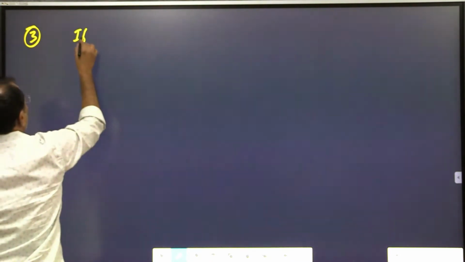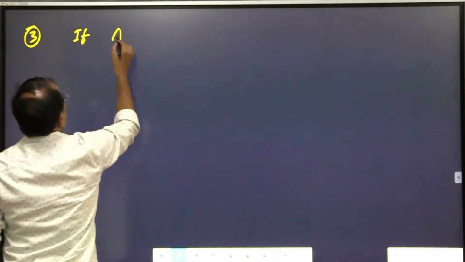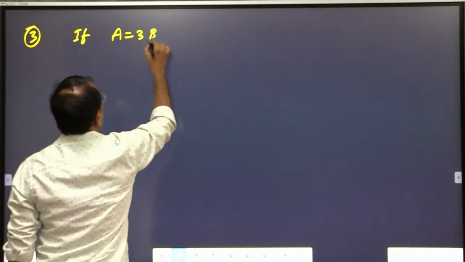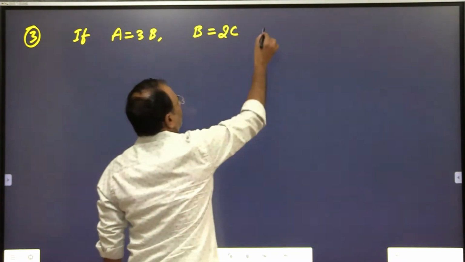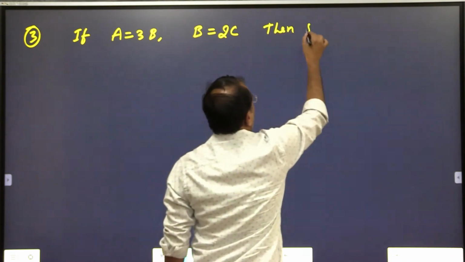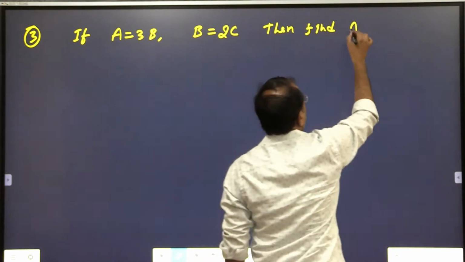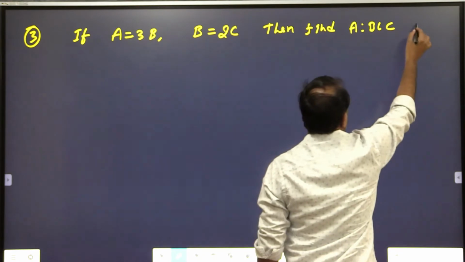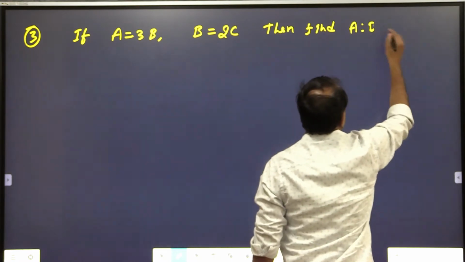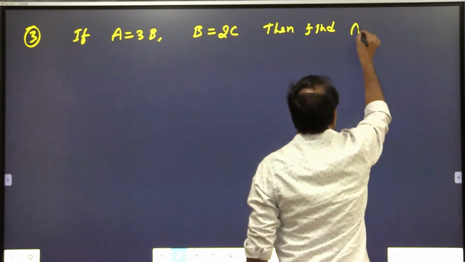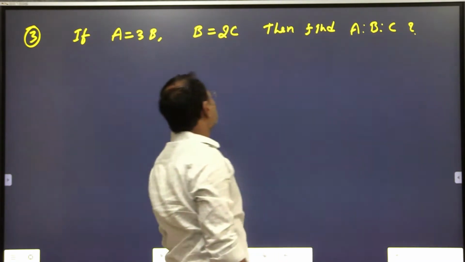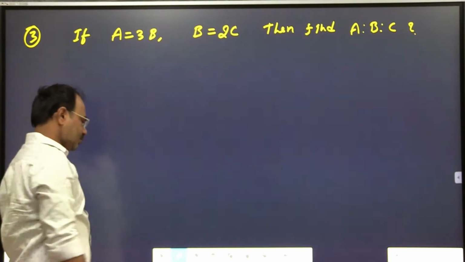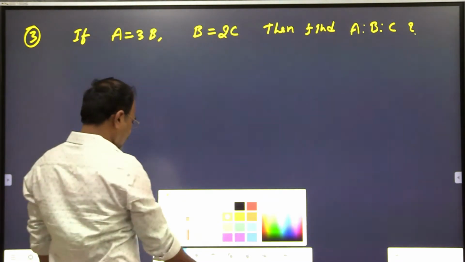If a is equal to 3b, b is equal to 2c, then find a is to b is to c.